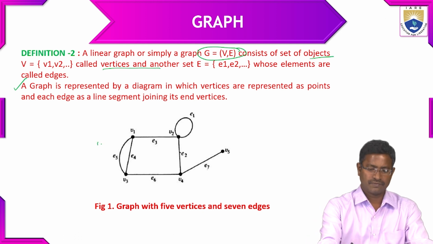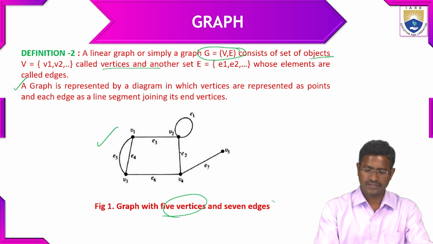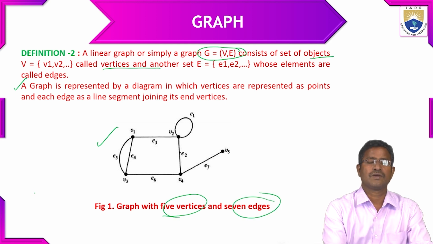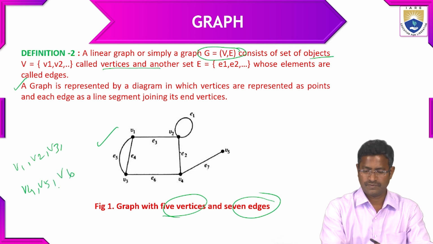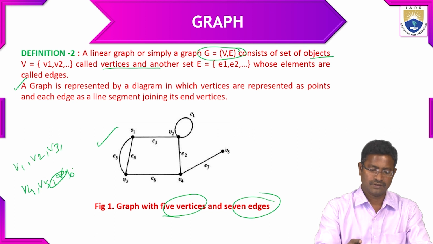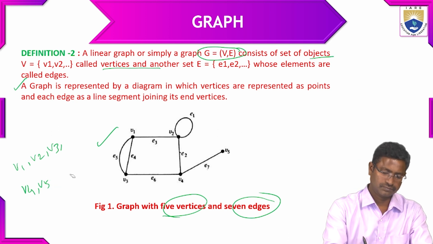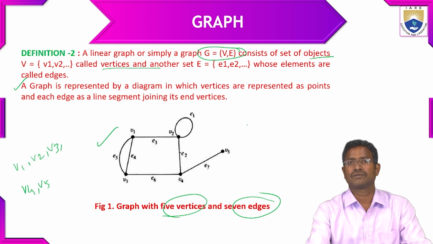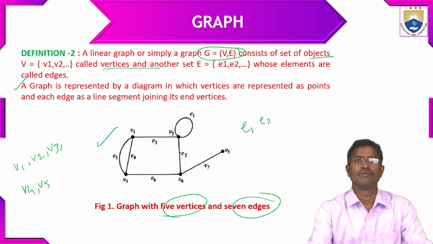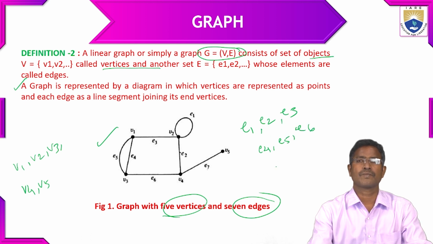In this particular graph, see here how many vertices are there? 5 vertices and 7 edges. For sake of convenience of understanding the concept, I have represented v1, v2, v3, v4, v5, right? And how many edges are there? We have edges e1, e2, e3, e4, e5, e6, e7, right?